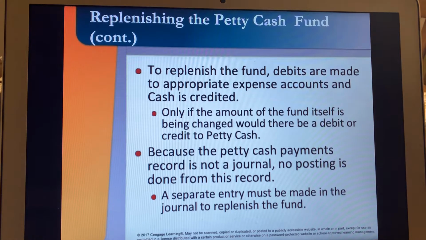Okay, we'll also go over this if you take Accounting 200. We go over petty cash and bank reconciliations as well.